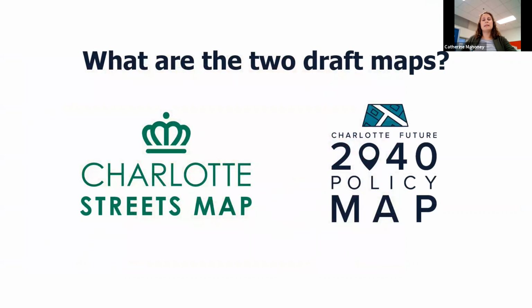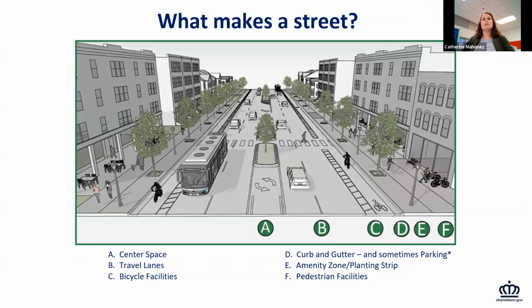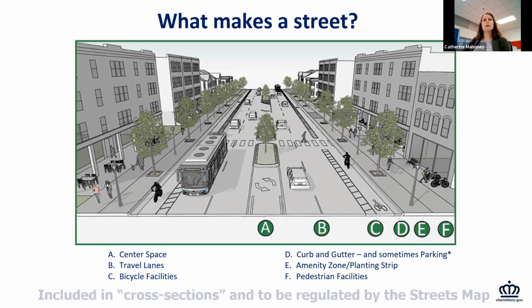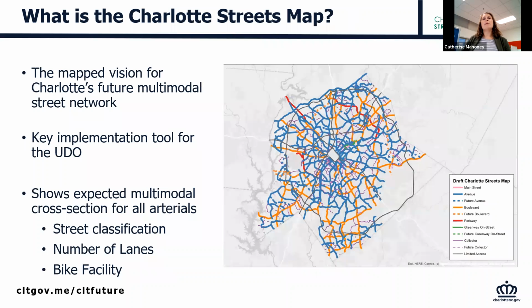So we'll look a little bit more closely at each mapping effort. Before we talk about the Charlotte Streets map, it's very helpful to remind ourselves what a street is. It's everything between the two building fronts. So all the components listed here on the screen, from your bicycle and pedestrian amenities to your travel lanes and center lanes, they all work in concert together to support the various users along the street. And so with that, the Charlotte Streets map is going to provide a vision for how all those multimodal components should play out in the future in our arterials.